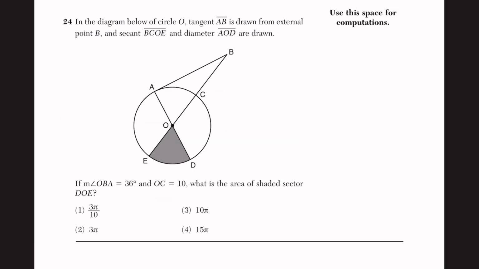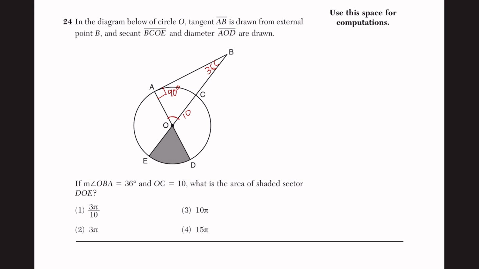Okay, question 24. In the diagram below of circle O, tangent AB is drawn from external point B, and secant BCOE and diameter AOD are drawn. If measure angle OBA is 36 and OC is 10, what is the area of the shaded sector DOE? So we know that OBA is 36, right? And we know that OC is 10. We also know that this is 90 degrees, since we're given that AB is a tangent, and wherever a tangent and the radius meet is 90 degrees.